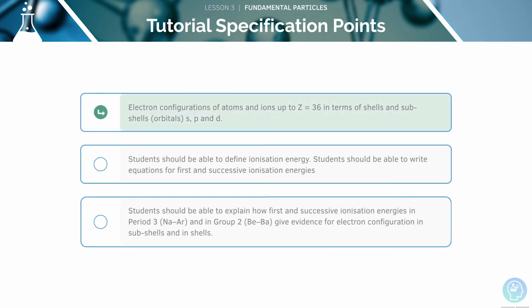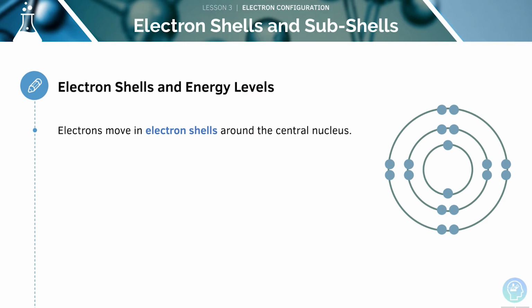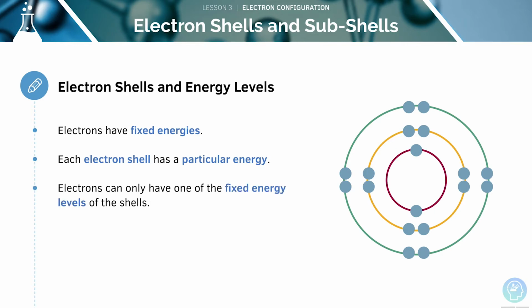First, we'll be looking at the role of subshells. Here, we can see a visual representation of electrons. Electrons will move in electron shells around a central nucleus. The electrons will be found in different shells, which represent specific energy levels. Each electron is going to have a fixed energy. The shells will each have different energy levels. Since the electrons are found inside these shells, this means that electrons in different shells must have different energy levels.